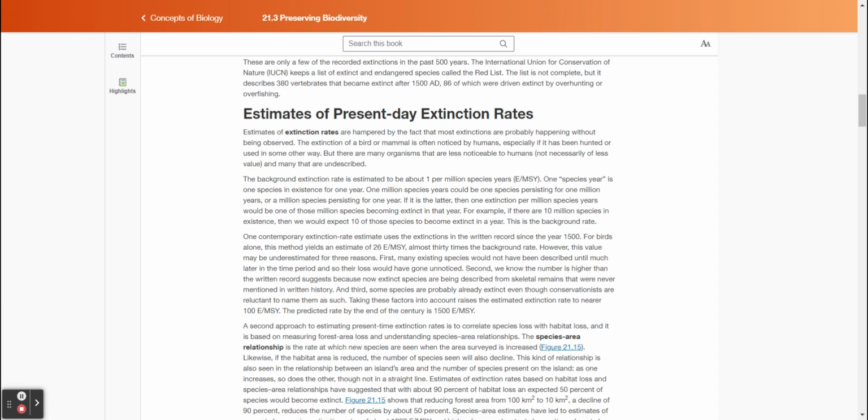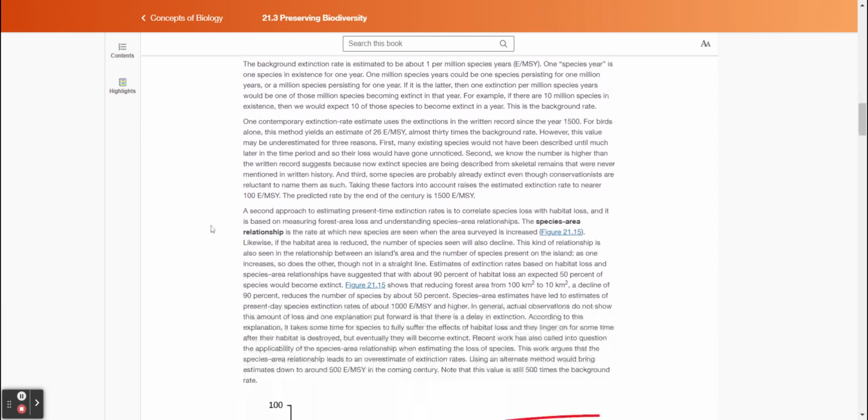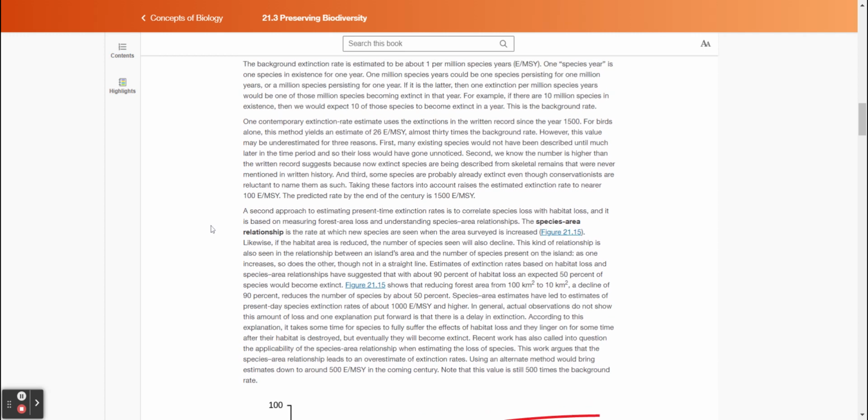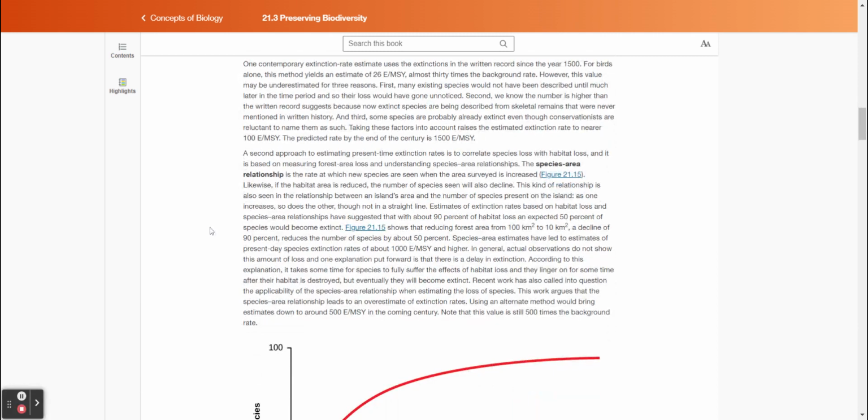One contemporary extinction rate estimate uses the extinctions in the written record since the year 1500. For birds alone, this method yields an estimate of 26 extinctions per million species years, almost 30 times the background rate. However, this value may be underestimated for 3 reasons.